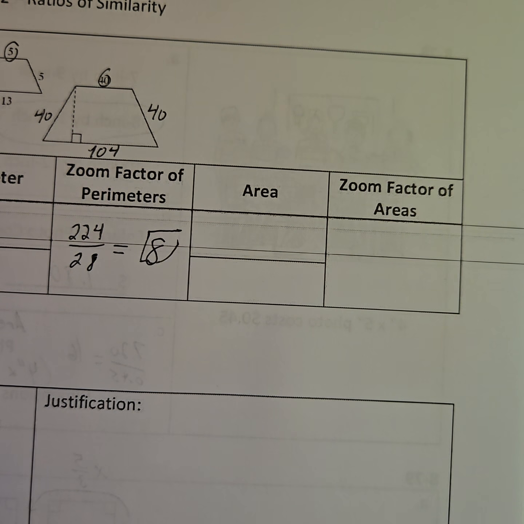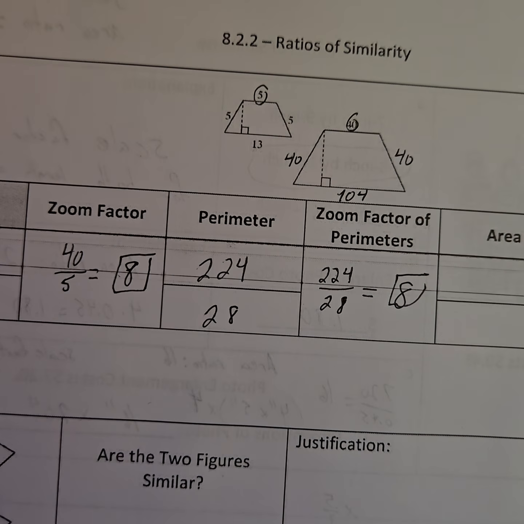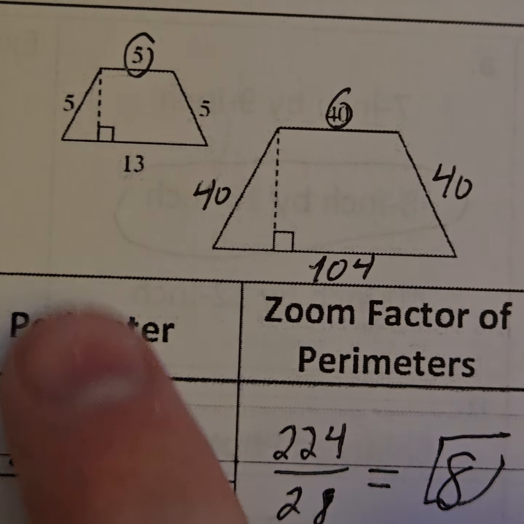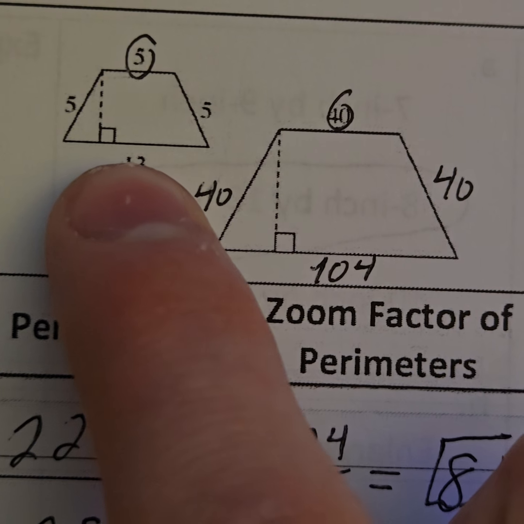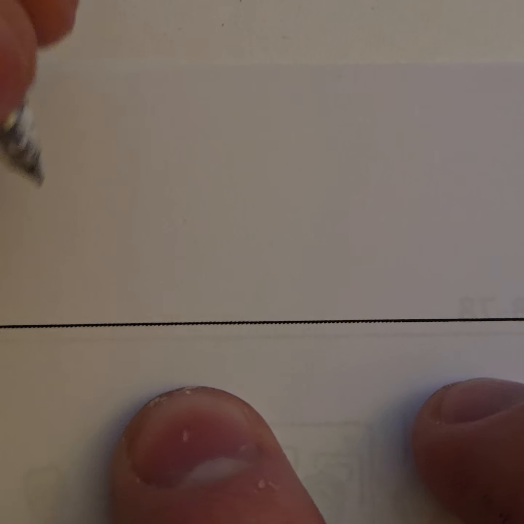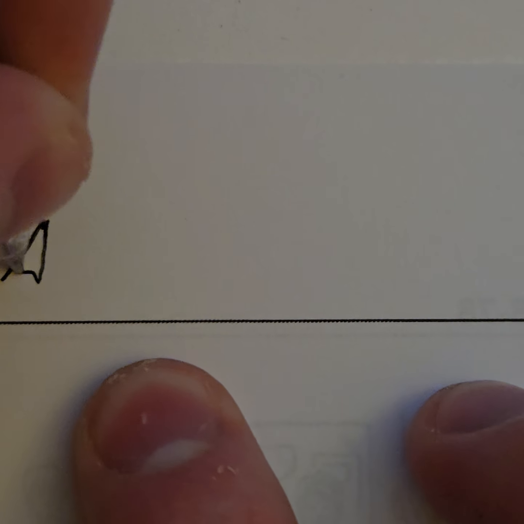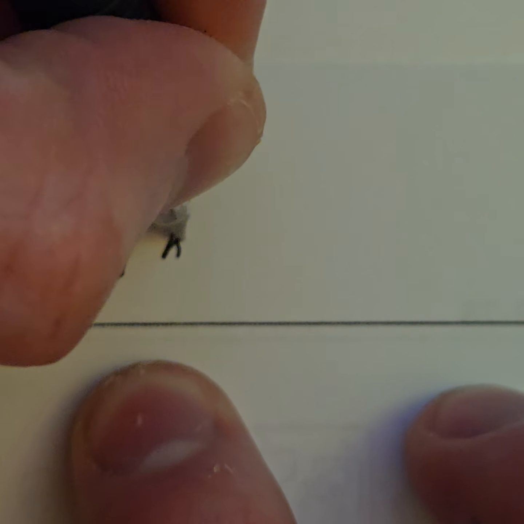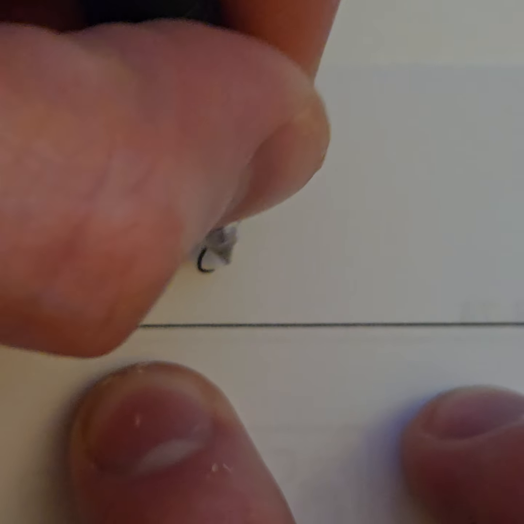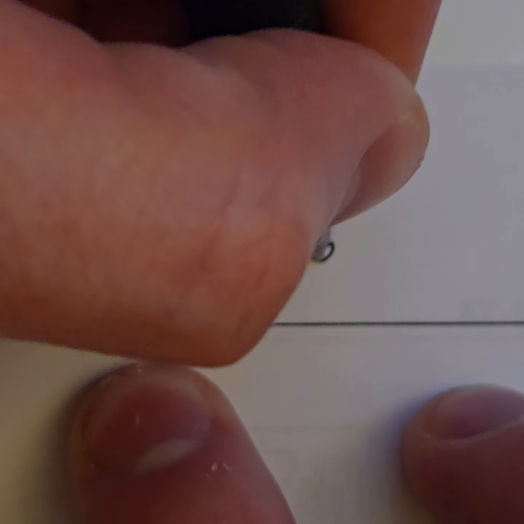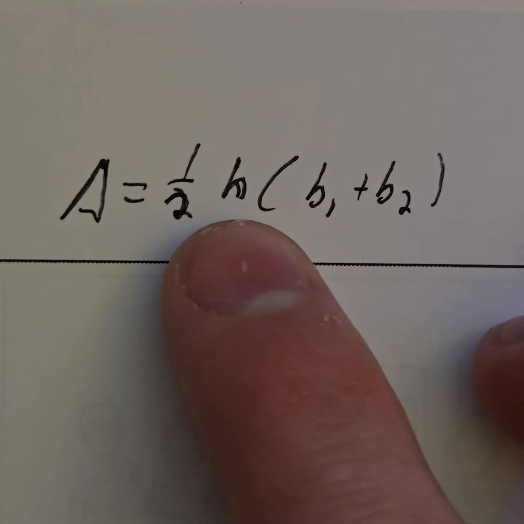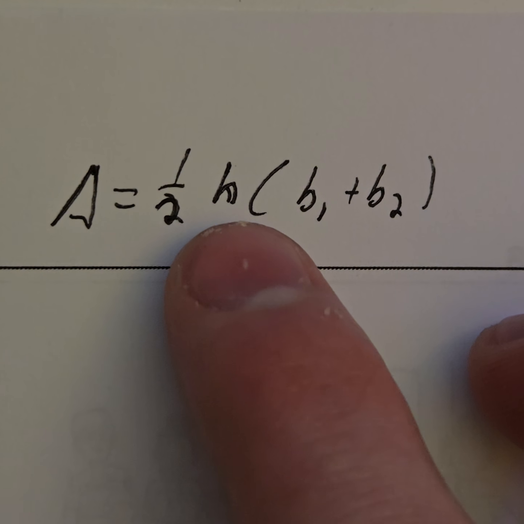Okay, next one, areas. Now this is where we have to find our height. You need to know the height of your trapezoids to find the area. Okay, because if you remember the area for a trapezoid, area is 1/2 of your height times base 1 plus base 2. Okay, that's your formula. So we have to know the height in order to find our area.